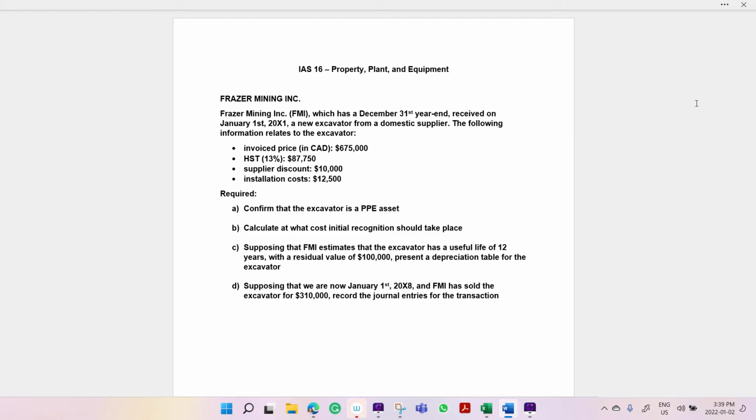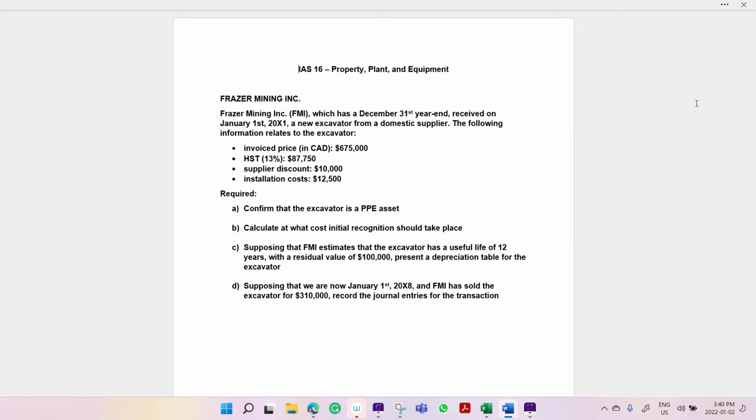January 1st also tells us when we received the piece of equipment, which is an excavator, which is very common in mining. And another piece of information we're getting in this first sentence is a domestic supplier. So from there we can right away deduce that there won't be any import duties, or there shouldn't be. So that's an important bit of information here.